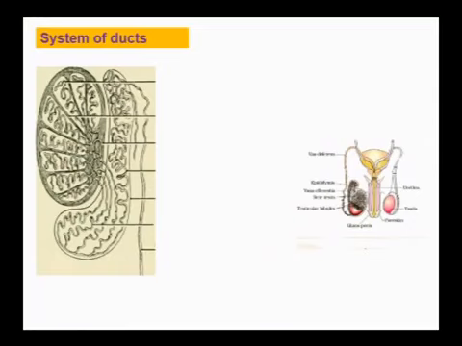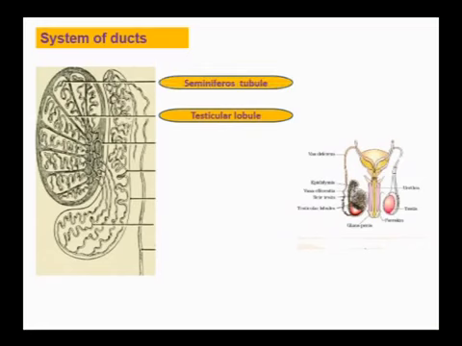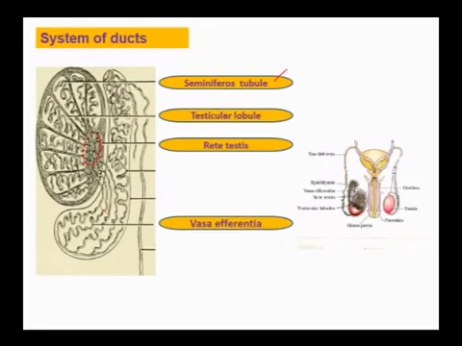System of ducts. As I told you, testis is made up of numerous testicular lobules. So these testicular lobules consist of structural and functional units. We call them seminiferous tubules. So all the seminiferous tubules of a testis open into a network. So this network is called rete testis. So rete testis joined and rejoined to form 10 to 12 tubule-like structures. We call them vasa efferentia.